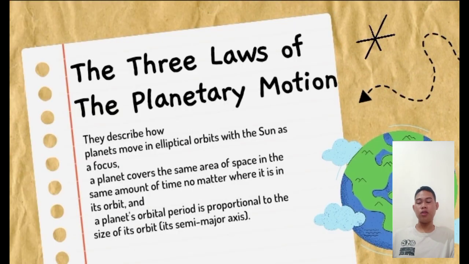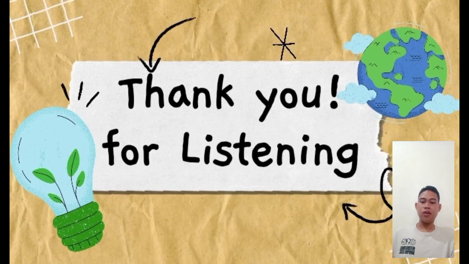As a conclusion, the three laws of planetary motion according to Johannes Kepler describe how planets move in elliptical orbits with the Sun as a focus. A planet covers the same area of space in the same amount of time, no matter where it is in its orbit, and the planet's orbital period is proportional to the size of its orbit, or its semi-major axis. So that's all for today.